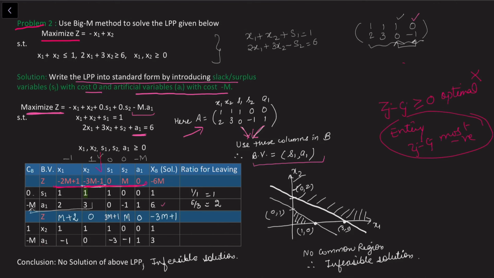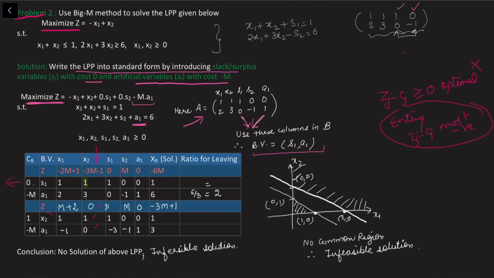So I enter x2. Entering x2, we now check the minimum ratio: 1 by 1, 6 by 3, and the minimum is 1. So S1 leaves the basis. We have replaced S1 now by x2, and we require a 1 here and a 0 at every other place. So I have applied the standard operation.